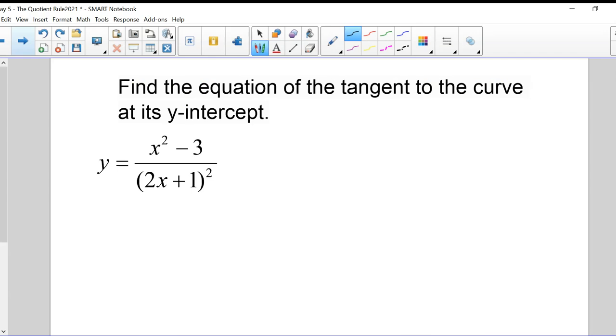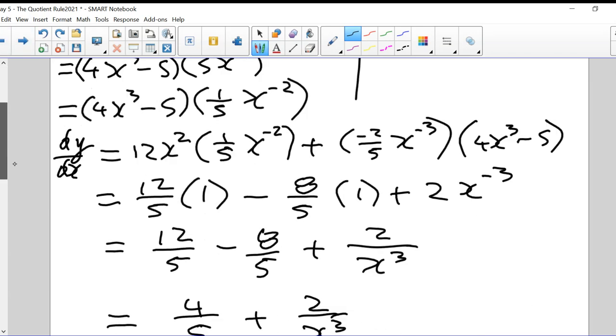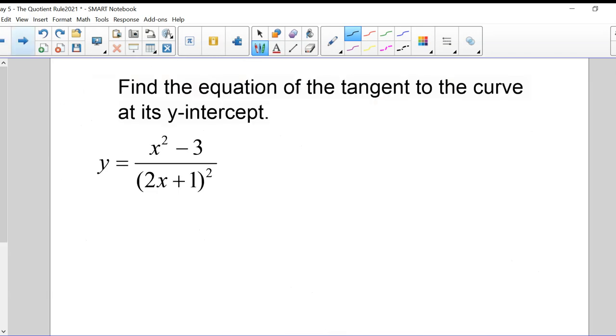Okay, now let's see if we can put some of those keen mathematical skills to work. Find the equation of the tangent to the curve at its y-intercept. First things first, we obviously need to find the derivative of this function. So let's go ahead and do that. The dy dx.